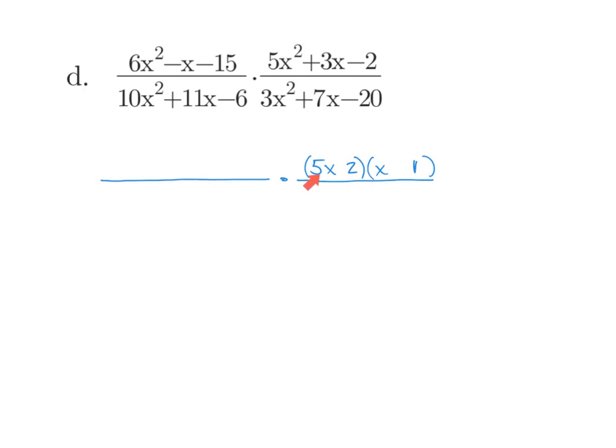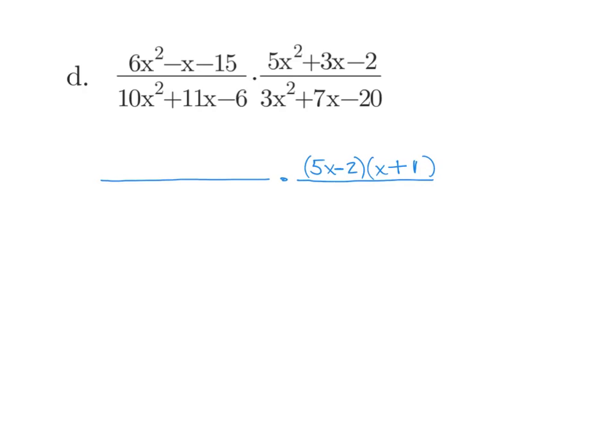I want my larger quantity to be positive. So which one is larger? My outsides, 5x times 1, or my insides, 2 times x? Well, 5x times 1 is larger, so I'm going to put my plus sign with my 1, and I'm going to put my minus sign with my 2. If you do a quick check, we do get our outsides 5x minus our insides 2x is equal to 3x. So this is the correct factorization.